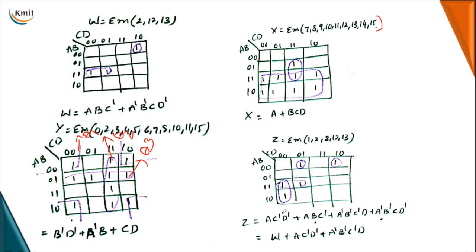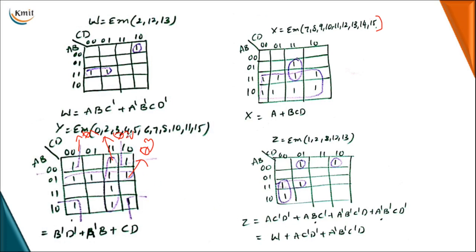Now these 2 pairs have the minimal expression AC bar D bar plus ABC bar, and the 2 isolated minterms are A bar B bar C bar D and A bar B bar C D bar. Now when I observe carefully, my function W's minimal expression is ABC bar plus A bar B bar C D bar. Here I can see that minterms are repeated in my Z function.